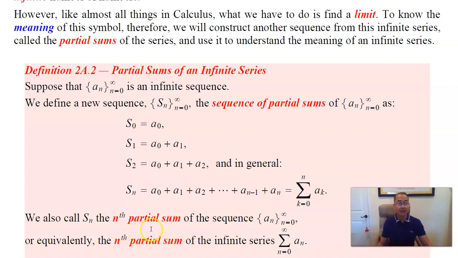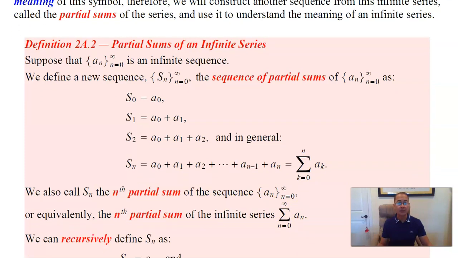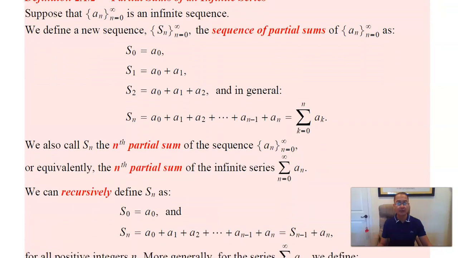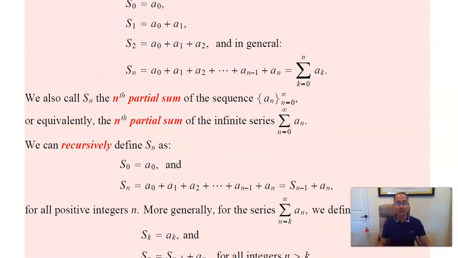We call s sub n the nth partial sum of the sequence, or the nth partial sum of the infinite series, summation n equals 0 to infinity of a sub n. All right, so we're going to lose this as our sort of training wheels. We're going to start with the infinite series notation, and then we will construct the partial sums of that infinite series, right?